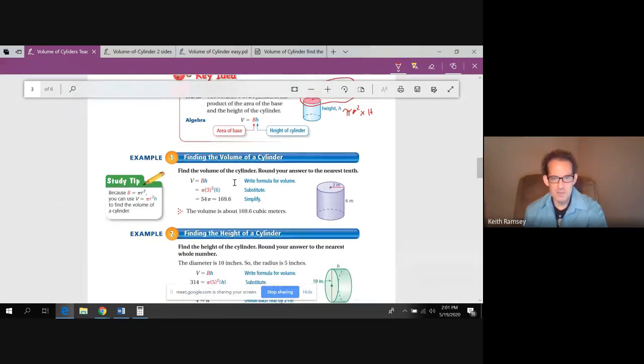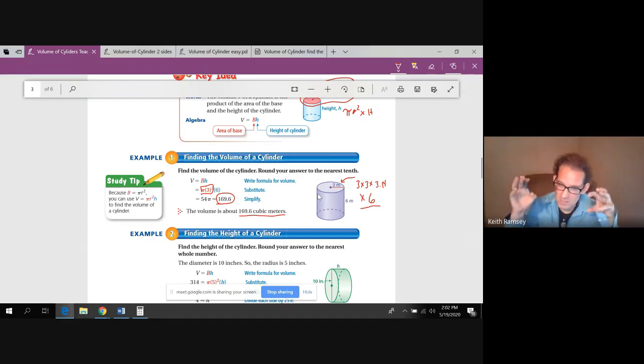If you look at this example right here, it says pi times 3 squared. That's because 3 is the radius. So you're doing 3 times 3 times 3.14, that's pi. And then you're multiplying all of that times the height, which is 6. And that's where they get this right here. This is pi r squared times the height. So they're saying it's 169.6 cubic meters. It's cubic because it's three-dimensional. Remember, volume is filling the space inside a three-dimensional shape.